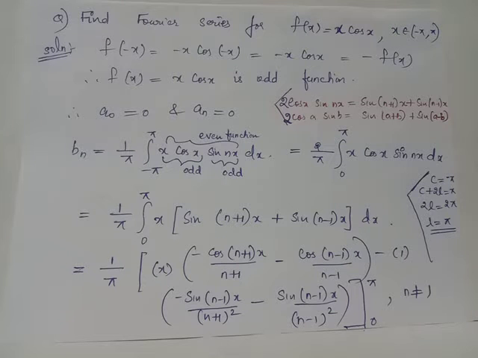Find the Fourier series for f of x equals x cos x where x belongs to the range minus pi to pi. Notice that this interval is of the format minus a to a. Let us check whether the given function f of x is even or odd. We will evaluate f of minus x.